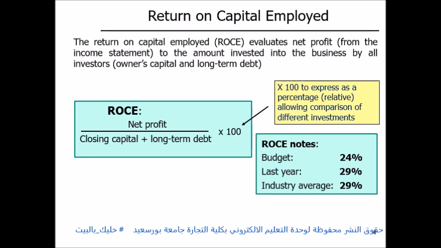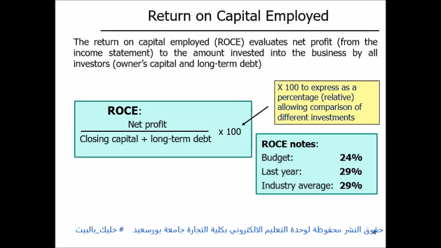So again, let's review what we have said. We talked about profitability ratios, and we said there are two main ratios. The first ratio is the gross profit margin. How to calculate it? It's equal to gross profit divided by sales multiplied by 100. The second ratio is net profit margin, equal to net profit divided by sales multiplied by 100. And the last one we took now is the return on capital employed. How to calculate it? It's equal to net profit divided by, open bracket, closing capital plus long-term debt, multiplied by 100.